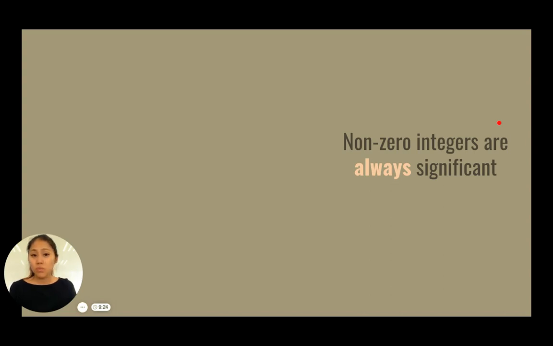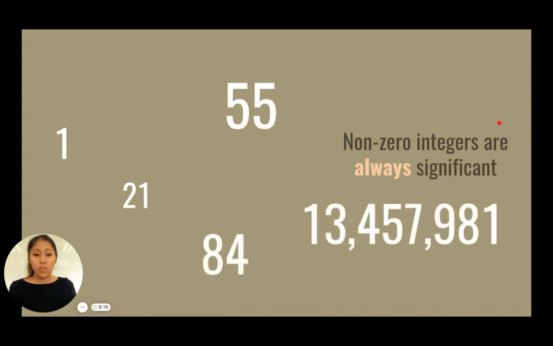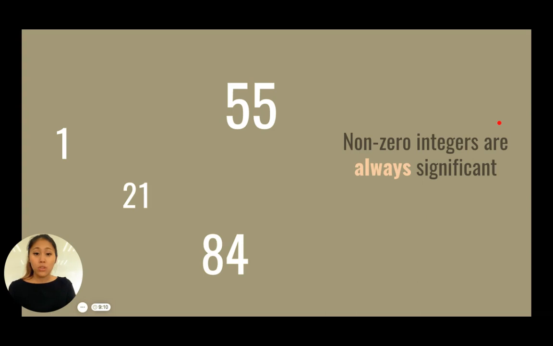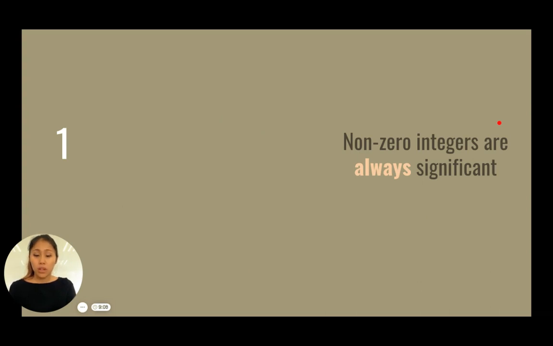This means numbers like 1, 21, 55, 84, and even 13,457,981. These are all non-zero integers. So coming back to 1, it is a non-zero integer, so it is considered a significant figure. This 1 means that there is one significant figure.